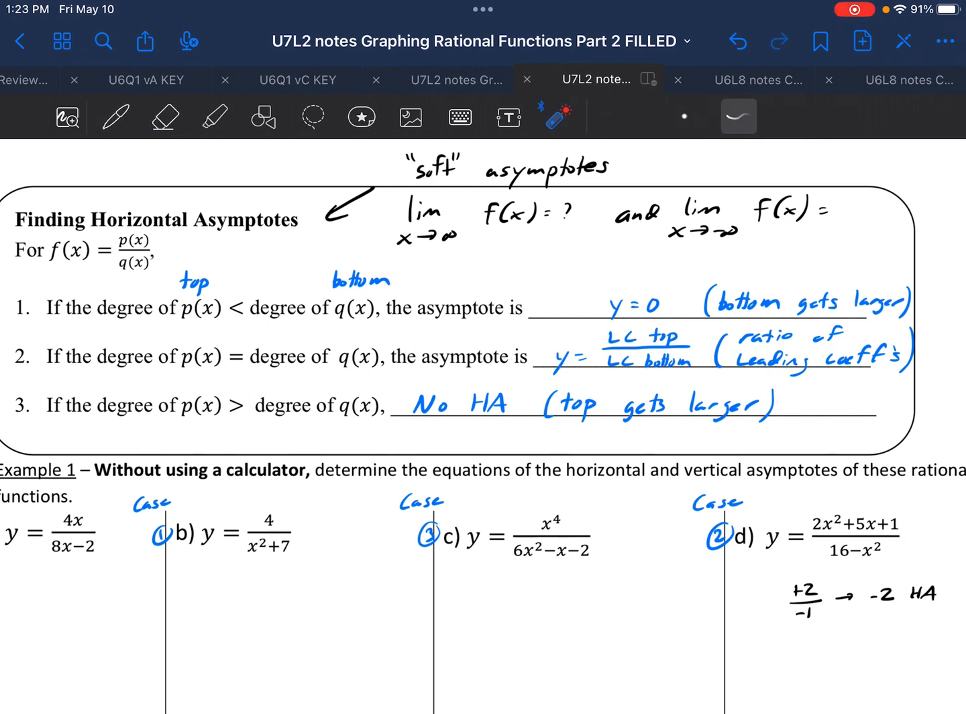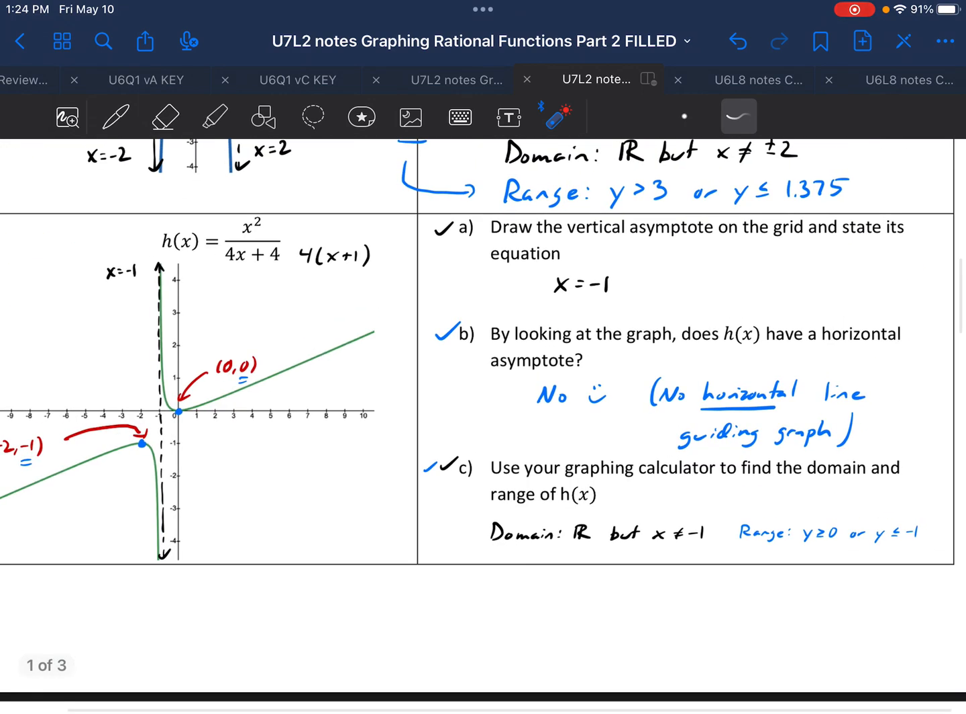Case 1, the bottom's larger. Case 2, they're equal. What does that leave? Well, the last case is the top is bigger. That is something like here, letter C. We have a 4th degree term on the top. We have a 2nd degree term on the bottom. This is bigger degree, and in that case, there's no horizontal asymptote. If I go back up here, that's exactly what's happening in this graph.